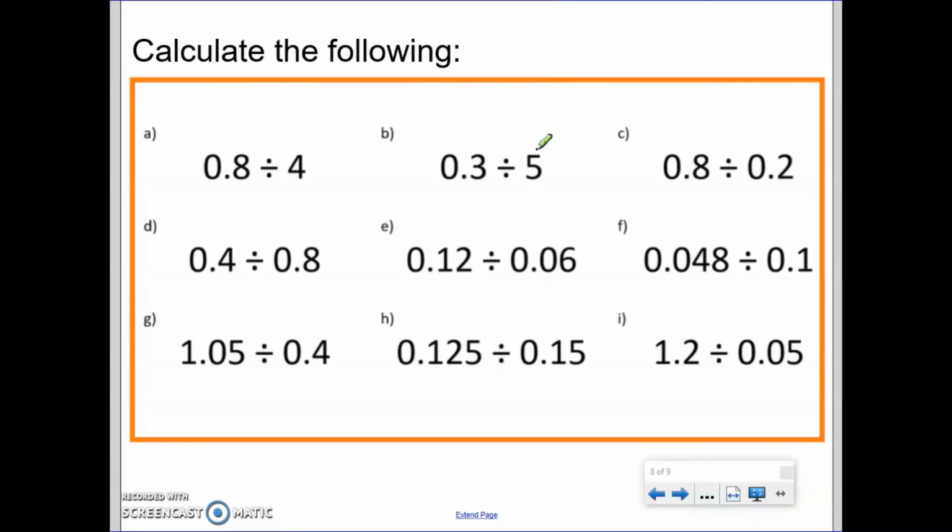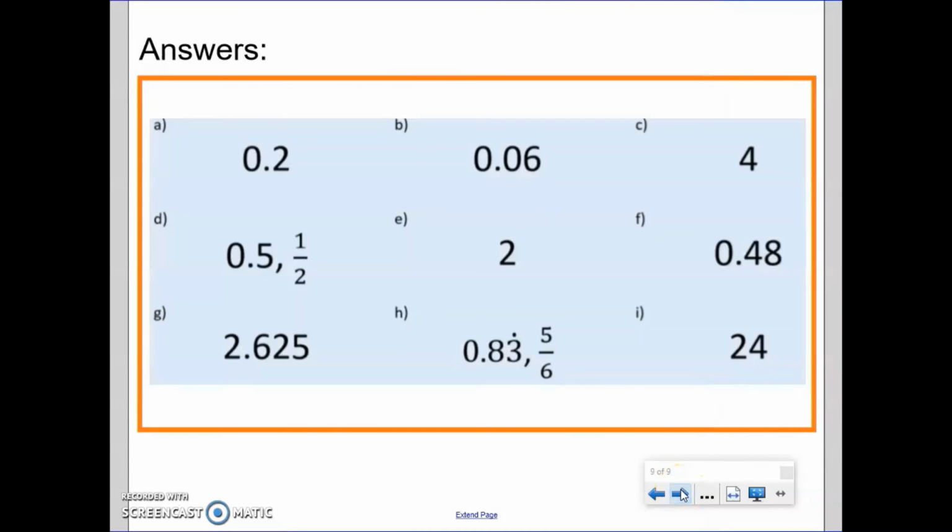Okay, welcome back. My solutions look like this. Could you spend a little bit of time just marking up your answers and comparing them to the answers on the screen? Very well done if you were able to get all 9 answers correct.